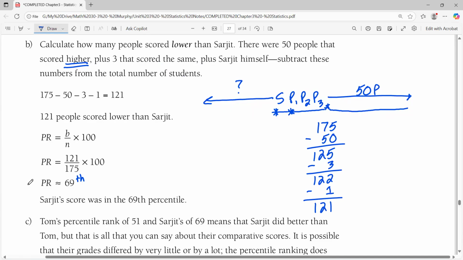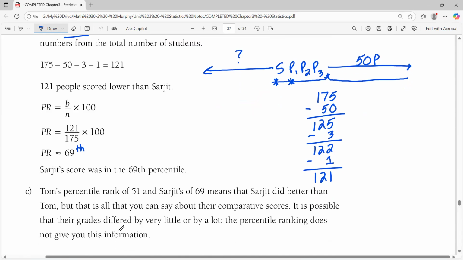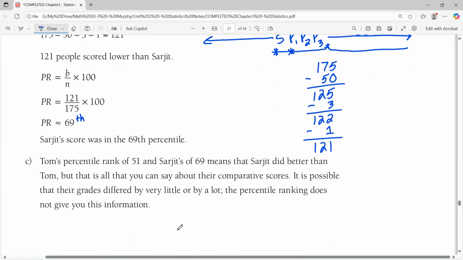C, what can you say about how Tom and Sarjeet's scores compare to each other? So Tom's percentile rank of 51 and Sarjeet's of 69 means that Sarjeet did better than Tom. But this is the key. That is all you can say about their comparative scores.